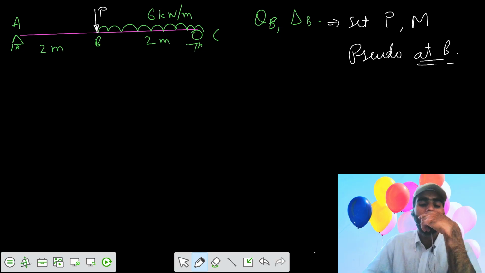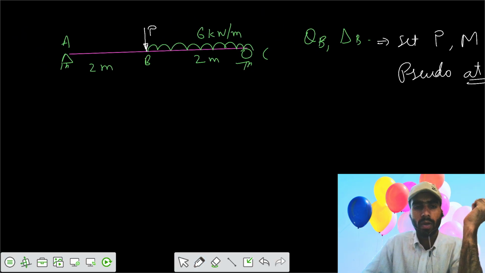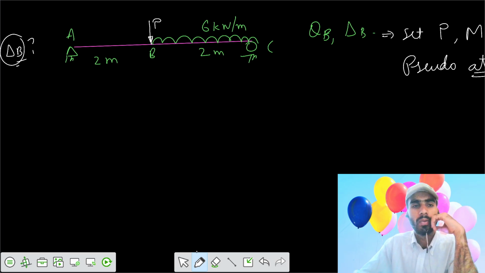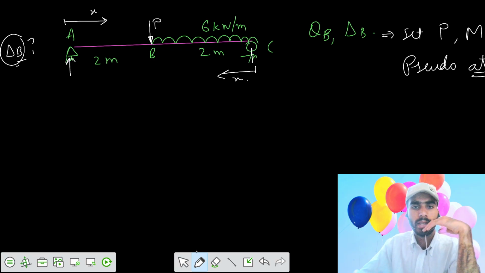So now we have applied that point load at B to get the delta at B. We can write delta at B. For that, we have applied a point load at B. Now let's say the reaction here is A, and you take this strip for the AB in this side, and for this part you take this strip in this side, and you need to get the value of reaction at A and reaction at C. Let's say reaction at A and reaction at C is A and C.